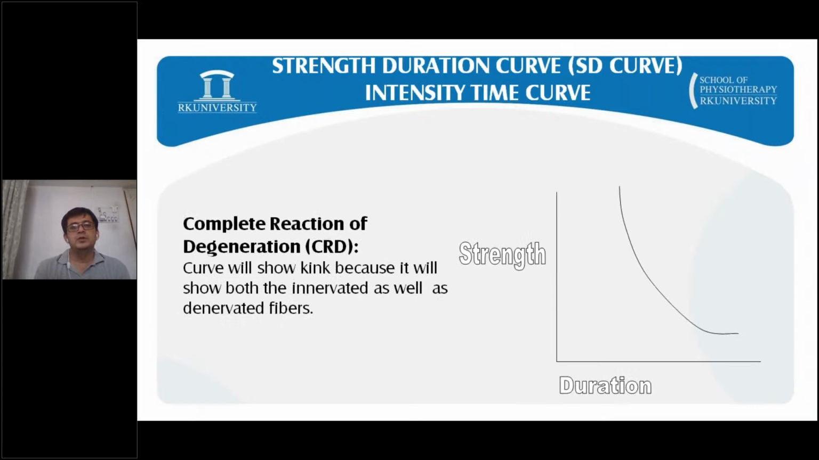Now exactly opposite of this is CRD, complete reaction of degeneration, meaning there is not a single muscle fiber that is getting nerve supply. All the muscle fibers are denervated. All the muscle fibers are not having any type of nerve supply. Clear? So it is towards the right and upward. Why upward? Because with minimum intensity we are not getting a response. Why is it towards the right side? Because with minimum pulse duration we are not getting a response. So this is why it is right side and upward.